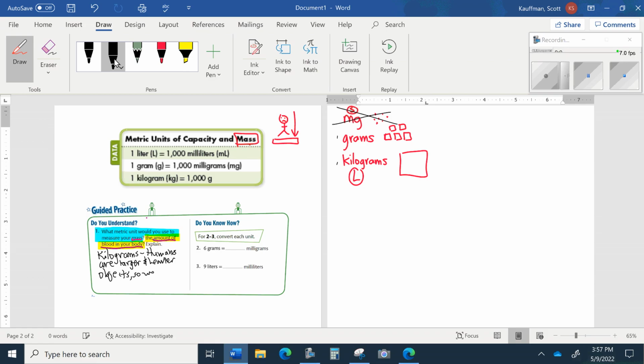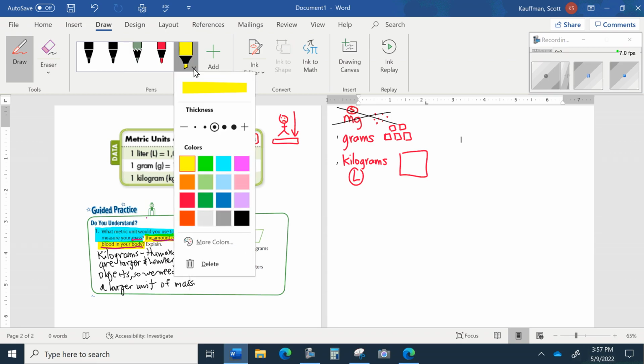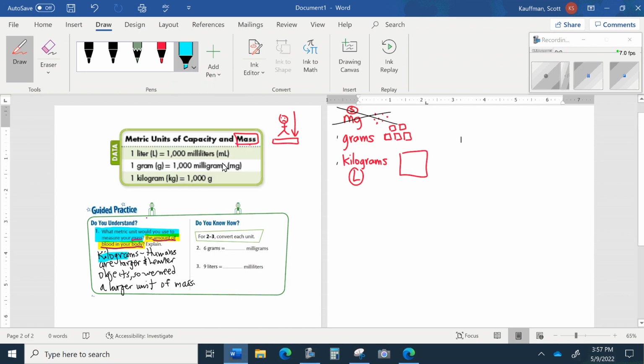So we need, and I apologize for my handwriting, a larger unit of mass. Okay? That would be our reason for using kilograms to measure our mass. Okay? We're larger objects. We have a lot of mass. We have a lot of weight. So we would want to use the largest unit possible.